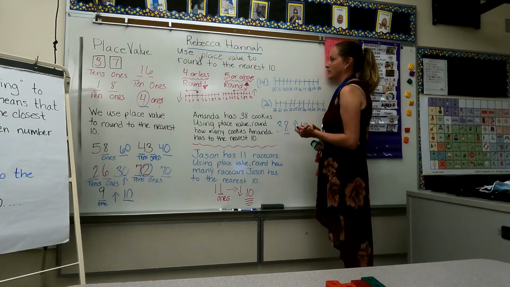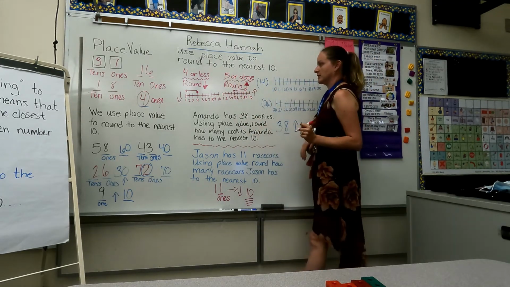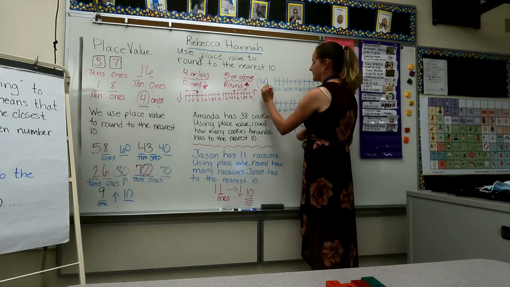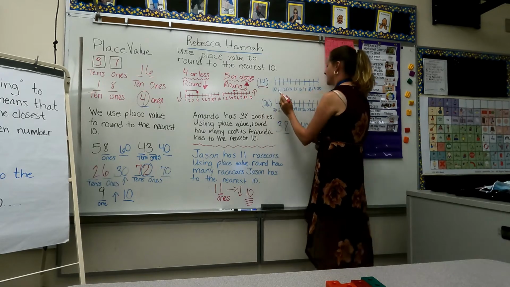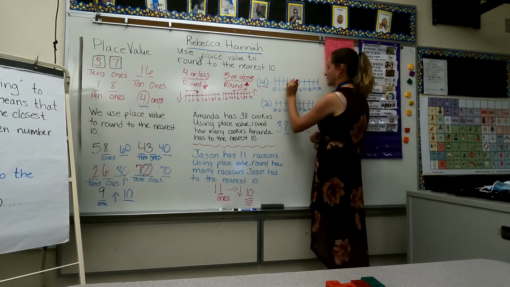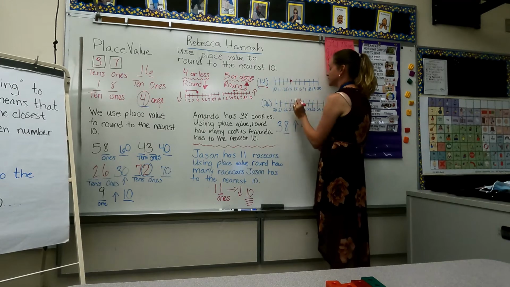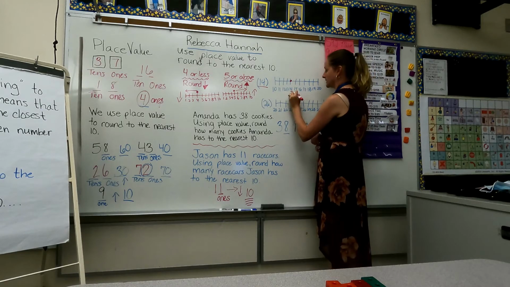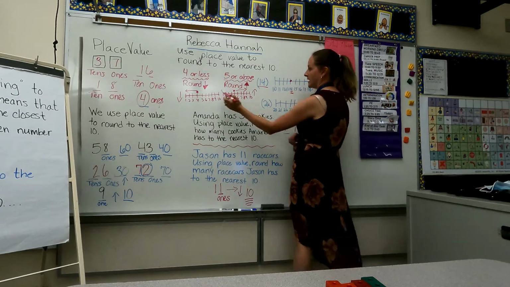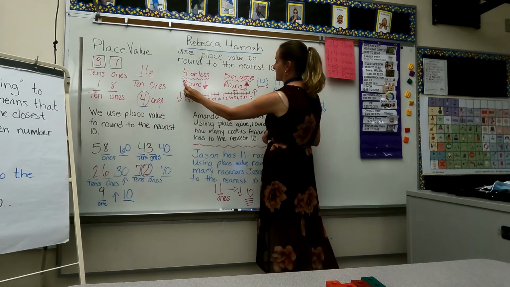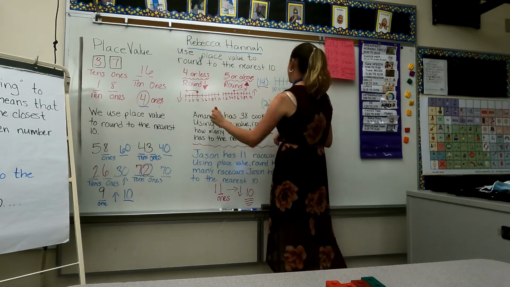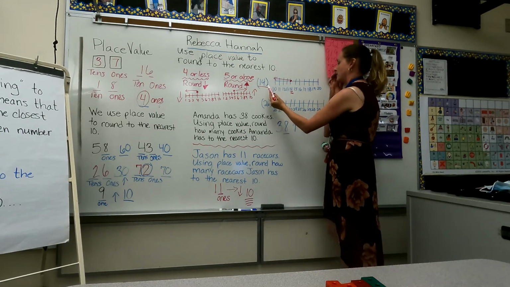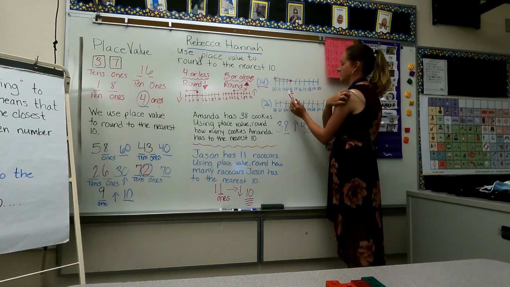So we can also use place value to round to the nearest 10 using number lines. So if we have the number 14, using this number line, we can see, if I go ahead and put 14, the number in the ones place on this number 14 is 4, and a number in the ones place that is 4 or less, we're going to round down. So we're going to round down to the number 10. So 14 rounded to the nearest 10 is 10.